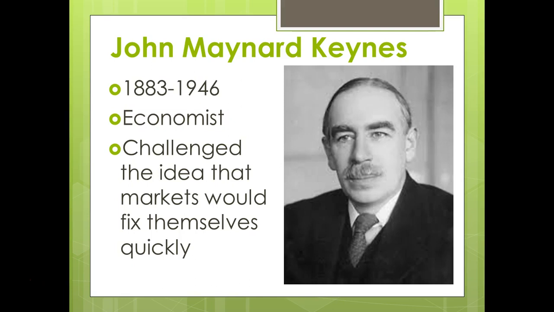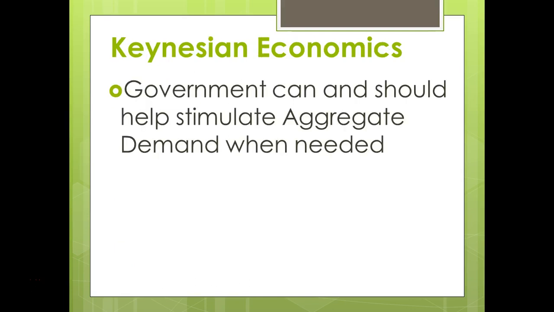It was a negative spiral of people buying less, and then companies firing people, which means that they can buy less. And Keynes had an idea that involved the government. He said that the government can and should help stimulate aggregate demand when needed. He saw this negative spiral of people not spending as much, and then people getting fired, and then people continuing to not spend as much.